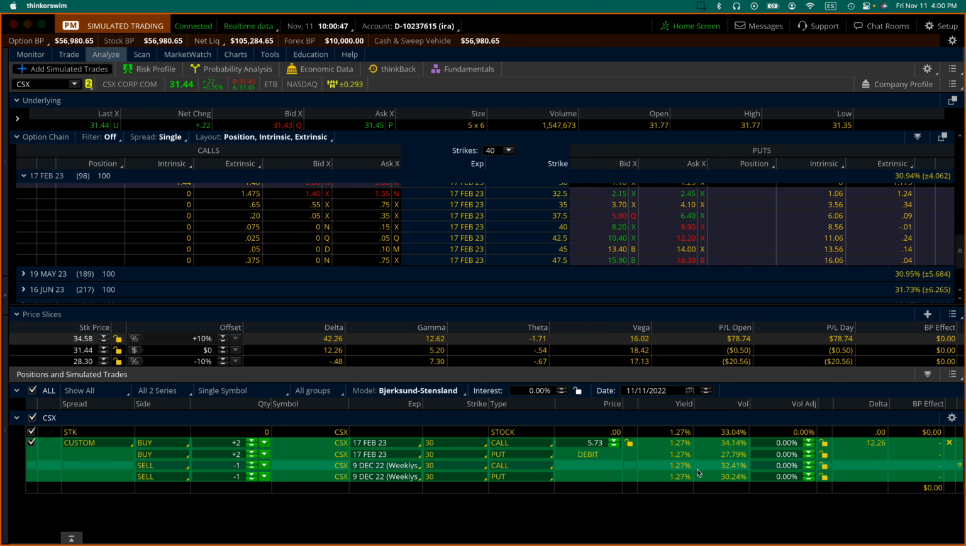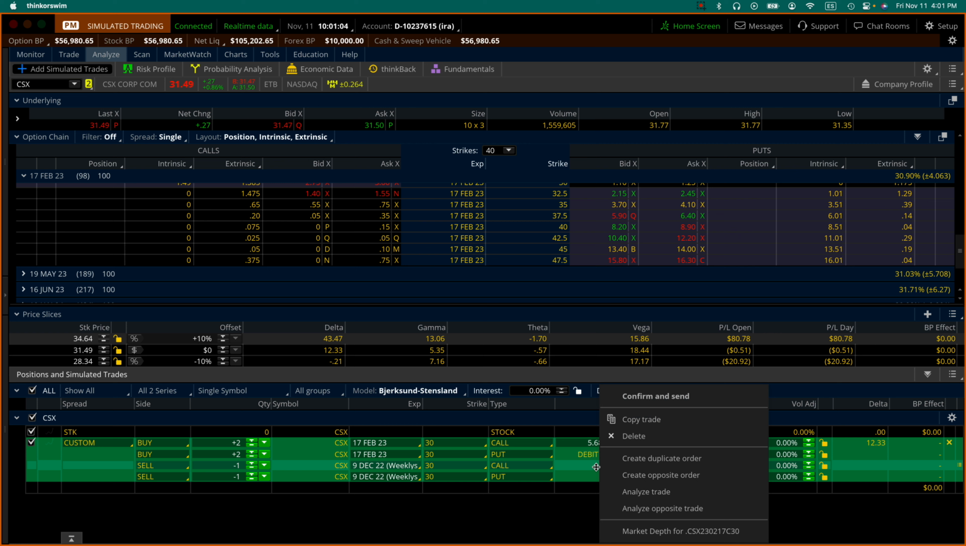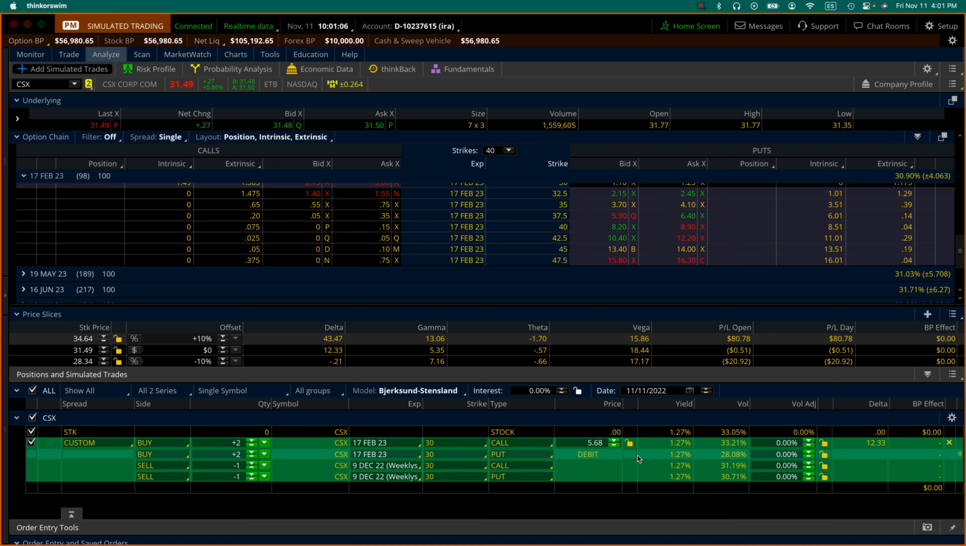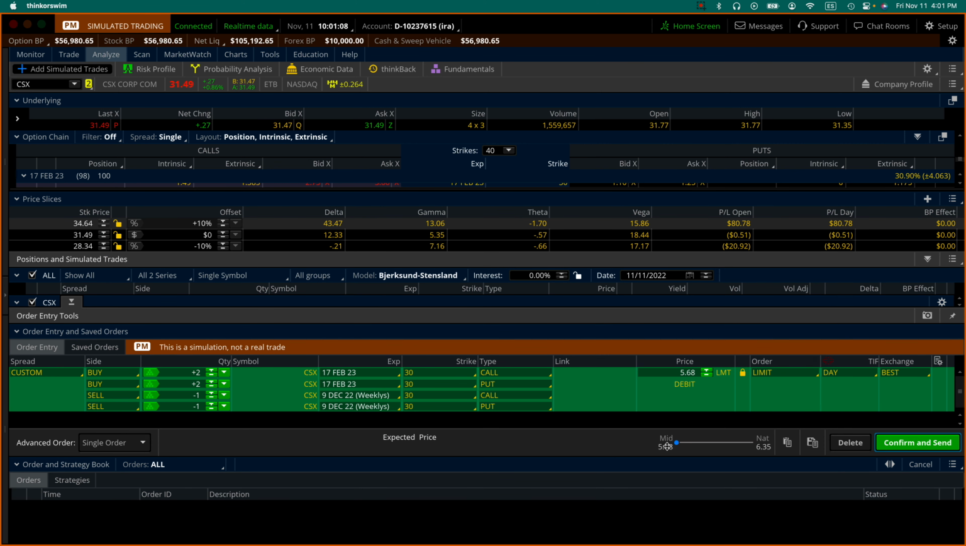So you can say, okay, as far as the IV skew, let's call it that, because it's the front month versus the back month, it's not a problem. That's a plus. Then the other aspect is to create a duplicate order, and when you create it, you have mid and natural.